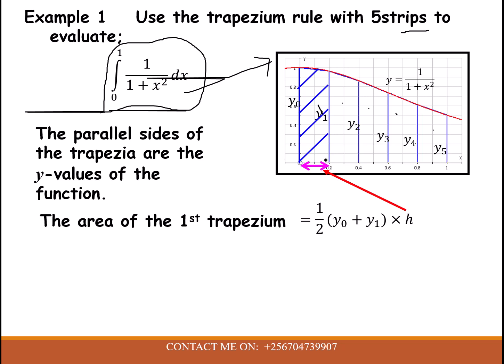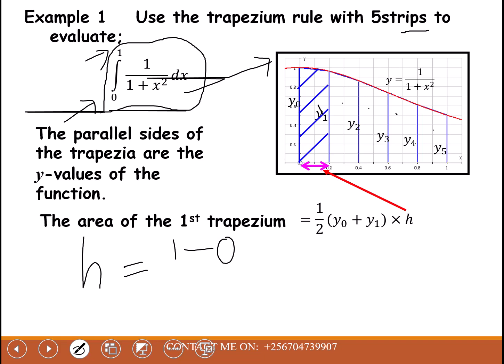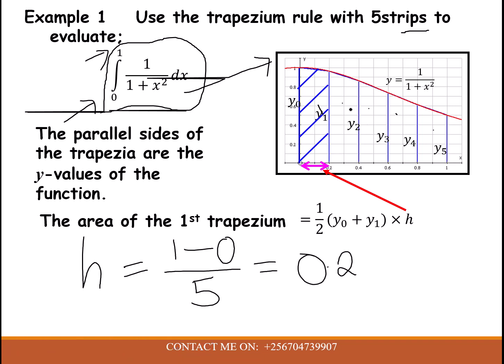So how do we know that our h is 0.2? To get h, we take the upper limit, which in this case is 1, and subtract the lower limit, which is 0. Then we divide by the number of strips, which is 5. When we do that, we get 0.2. So that's why you see all these widths have 0.2.